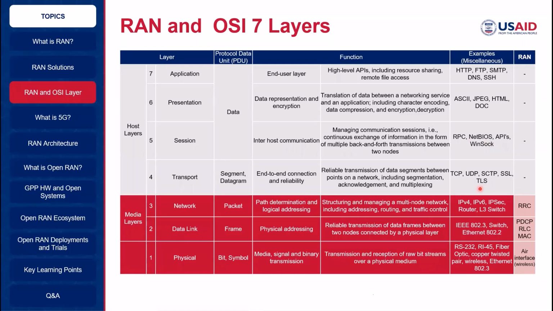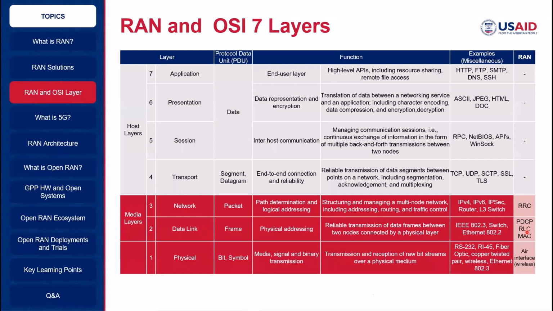Now for the cases of the network layer, data link layer, and the physical layer, we will have an equivalent protocol in the radio access network. For example, in the network layer, you will have IPv4, IPv6, IPsec, router, and the L3 switch. In the RAN, there is an RRC, the radio resource control. Data link layer, the equivalent protocols are the PDCP, the Packet Data Convergence Protocol, the radio link control, and the medium access control.